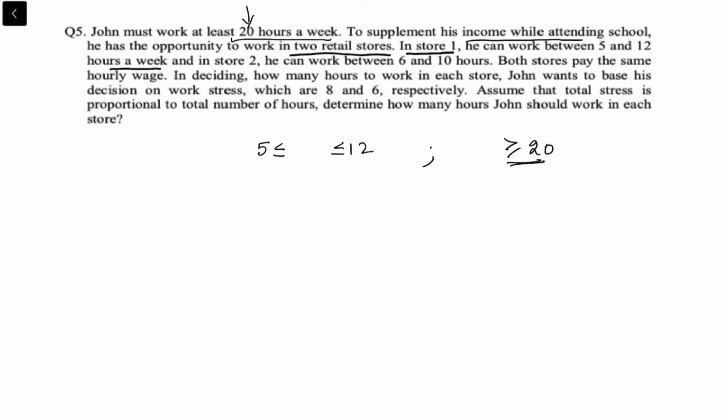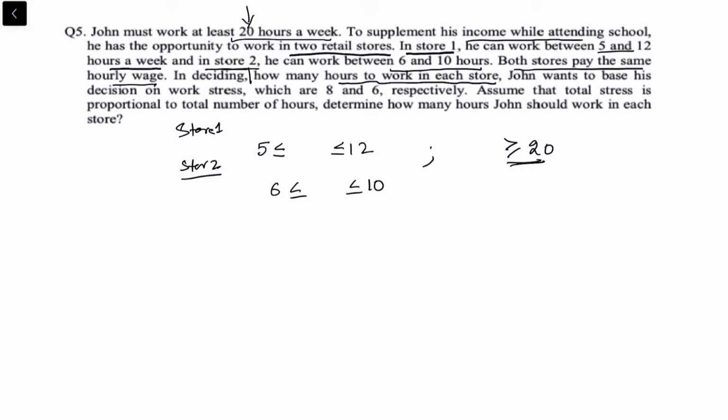I will see how we can choose the variable. Let me first write down the data. He can work between 5 to 12, which we have already considered, and that was for store 1. And for store 2, he can work between 6 and 10 hours. So this will be between 6 and 10 hours. Both stores pay the same hourly wages, so the wage rates are the same, in deciding how many hours to work in each store.